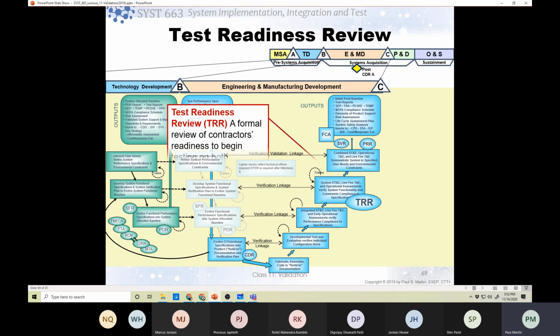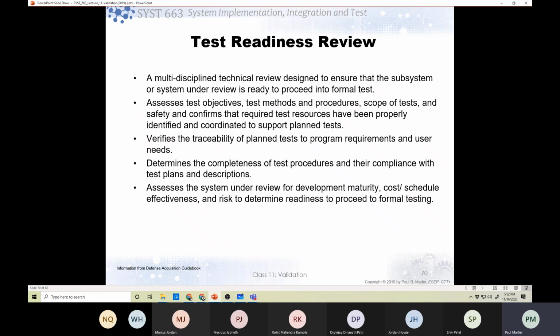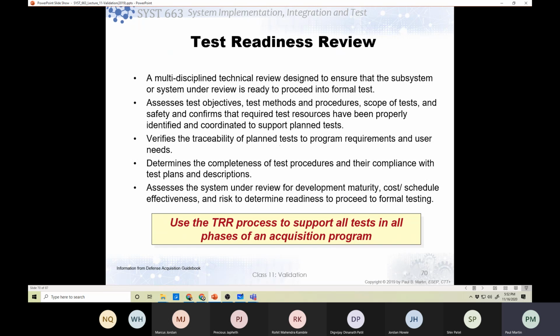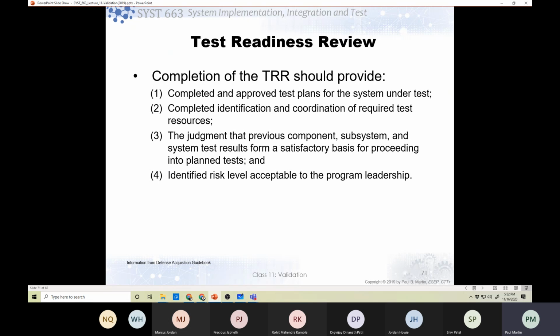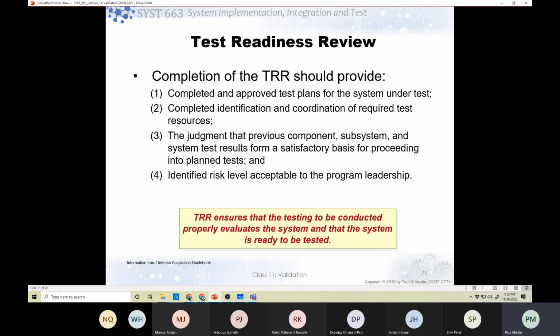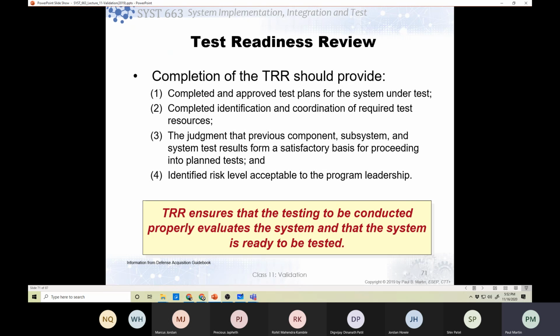All right, let's talk about the TRR, where we're trying to get ready for the test and evaluation aspects. And so supporting the TRR will support this aspect. A lot of aspects about the TRR where we're looking for test plans that are done, resources that have been identified or available, that your system or subsystem or your components have all been tested, you're sure that they're ready to go, and then you think about the risk involved for your leadership. All that is discussed during the TRR.